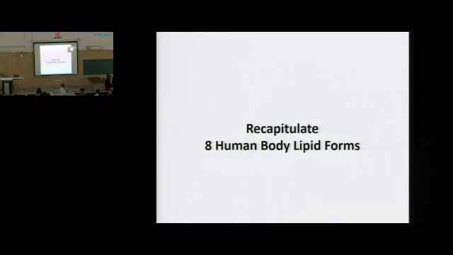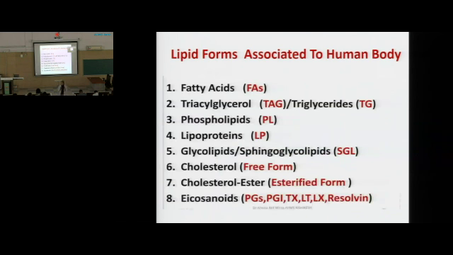Can anyone recapitulate the 8? Cholesterol, cholesterol ester, phospholipid, triacylglycerol, lipoprotein, sphingolipid, that is glycolipid, fatty acid, and one more. Very good. So these are the 8 human lipids which are associated.